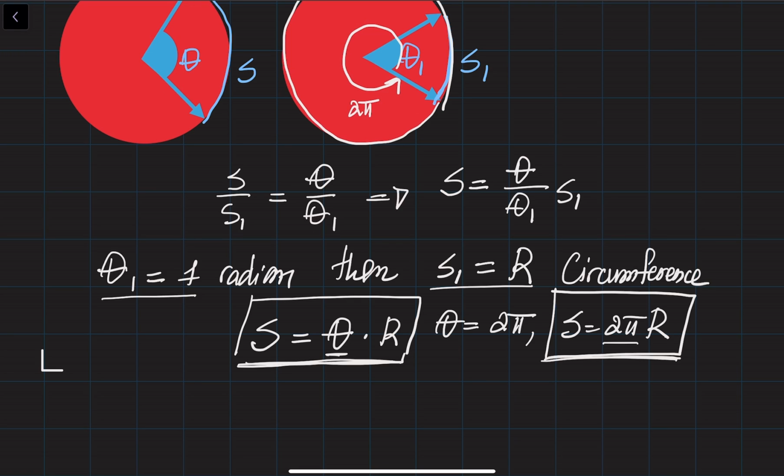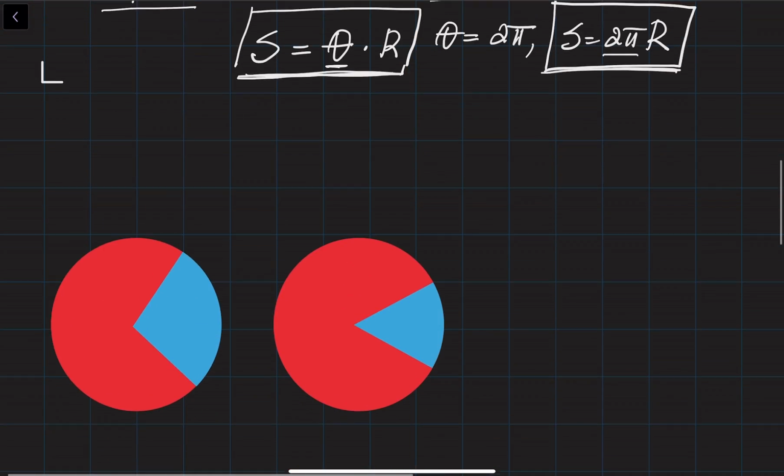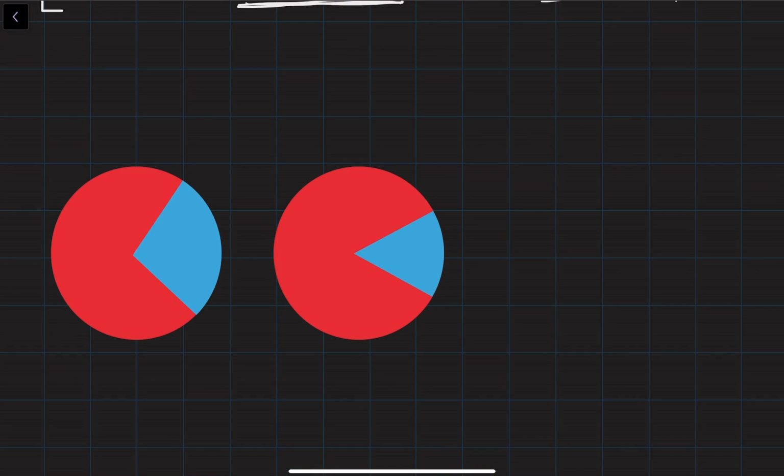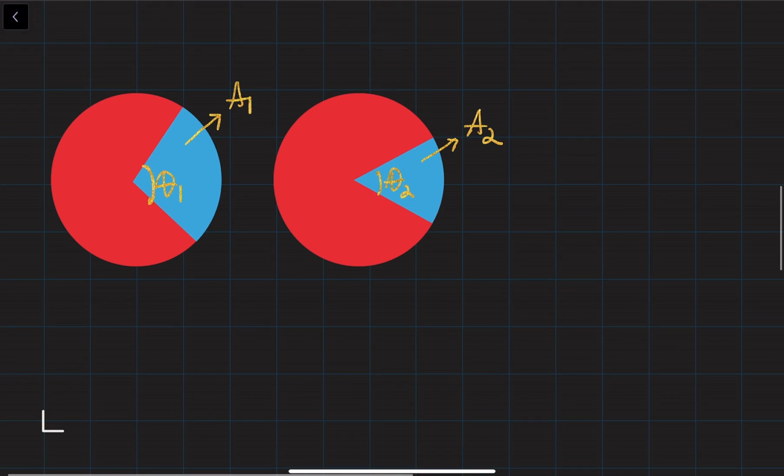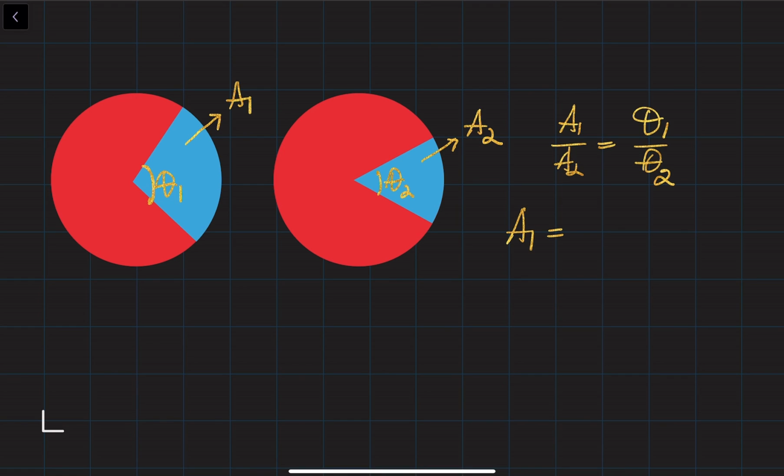At the same time, I would be interested to figure out the area of a sector subtended by some angle theta. Again, I'm going to use a proportion. Let's say I've got this area subtended by some angle theta 1, and this area is equal to A1. At the same time, the area subtended by another angle theta 2 is equal to A2. Again, the ratios of the areas should be equivalent to the ratios of the angles. Essentially, A1 divided by A2 is equal to theta 1 divided by theta 2. From here, for example, I can find A1, which is equal to theta 1 divided by theta 2 times A2.